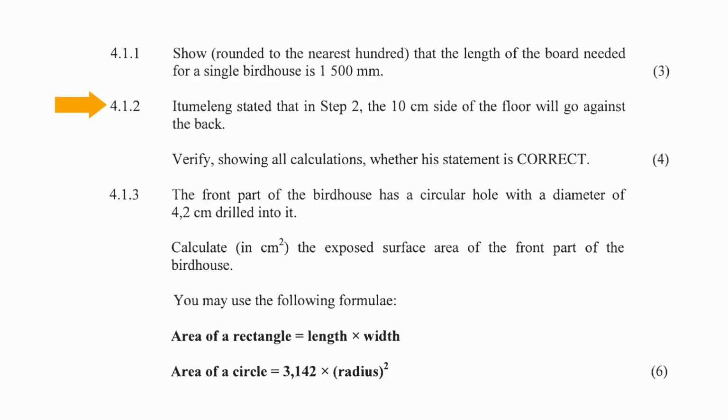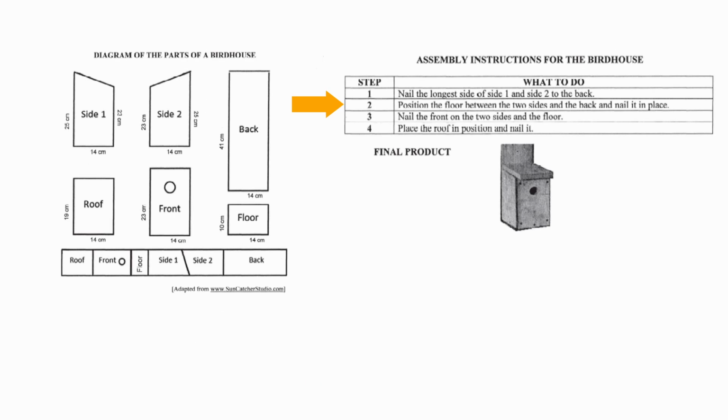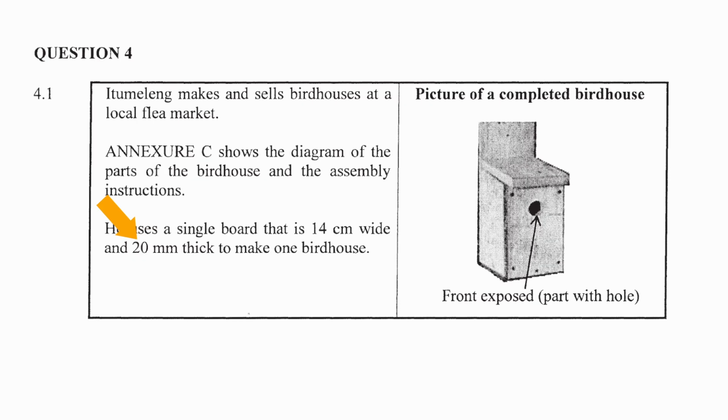In question 412, Itumeleng stated that in step 2, the 10 cm side of the floor will go against the back. You are instructed to verify showing all calculations whether his statement is correct. In step 2 of the instructions, you are instructed to position the floor between the 2 sides and the back. From the information given, the board has a thickness of 20 millimeters or 2 centimeters.